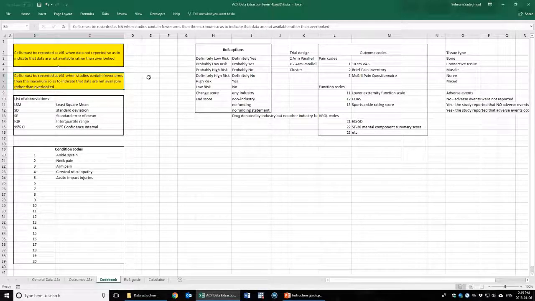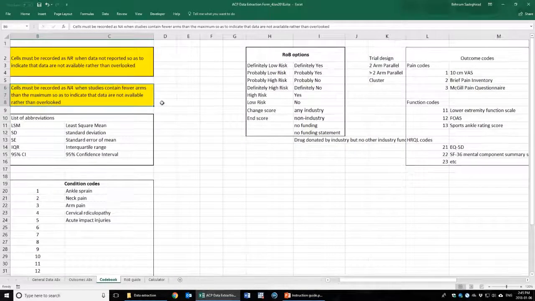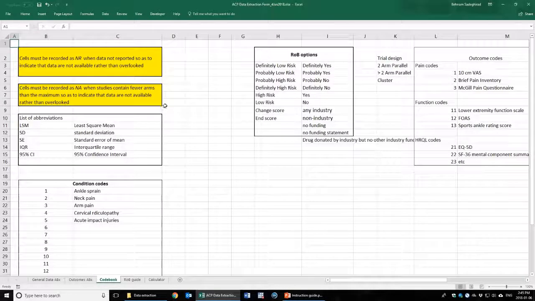Cells must be recorded as NR when data is not reported. So for instance, if the study does not report the age of the participants, you will record NR. Cells must be recorded NA when there are fewer arms than the maximum. Our data extraction sheet has room for up to 4 armed studies. If your study has 2 arms, you will record NA in all of the fields for arms 3 and 4.